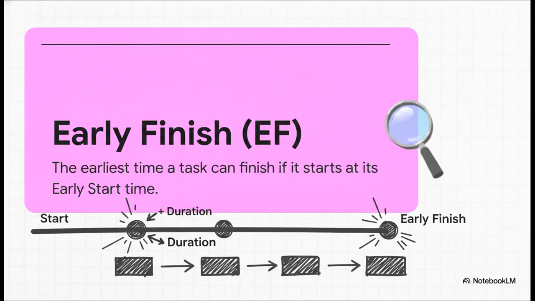Next is early finish, or EF. This one is super simple. You calculate it just by adding the duration of the task to that early start number we just talked about. So if a task starts on day 5 and takes 3 days to complete, its early finish is day 8. It's a very straightforward, forward-moving kind of logic.